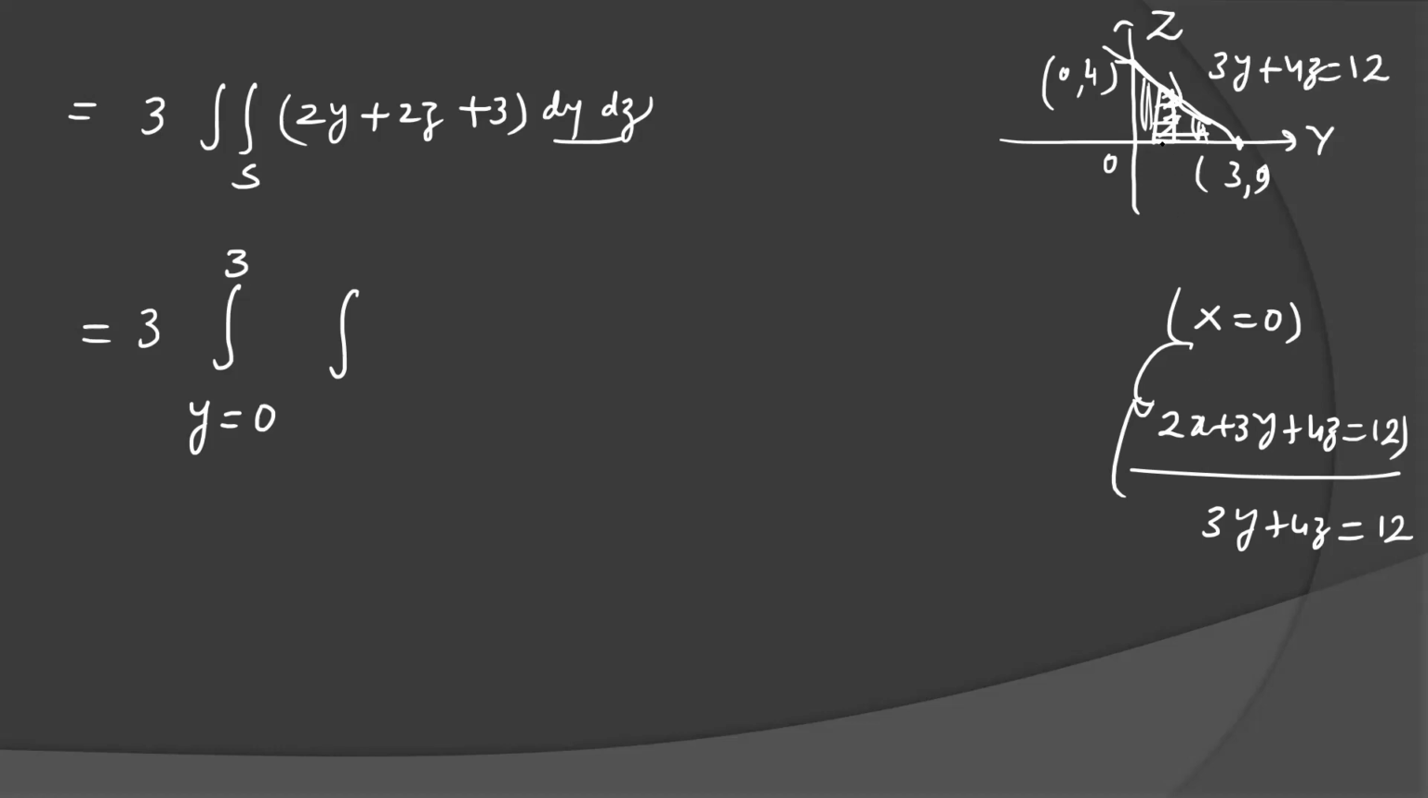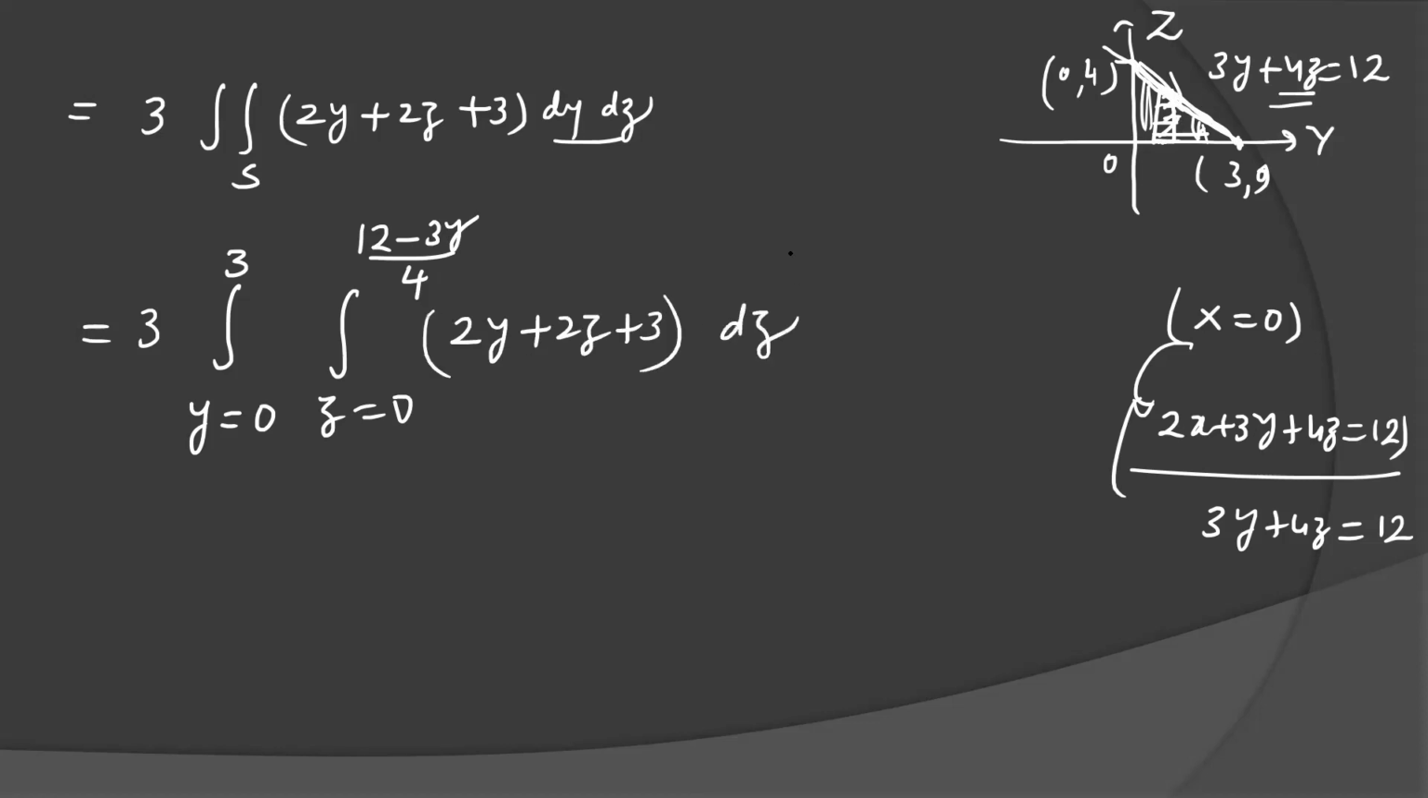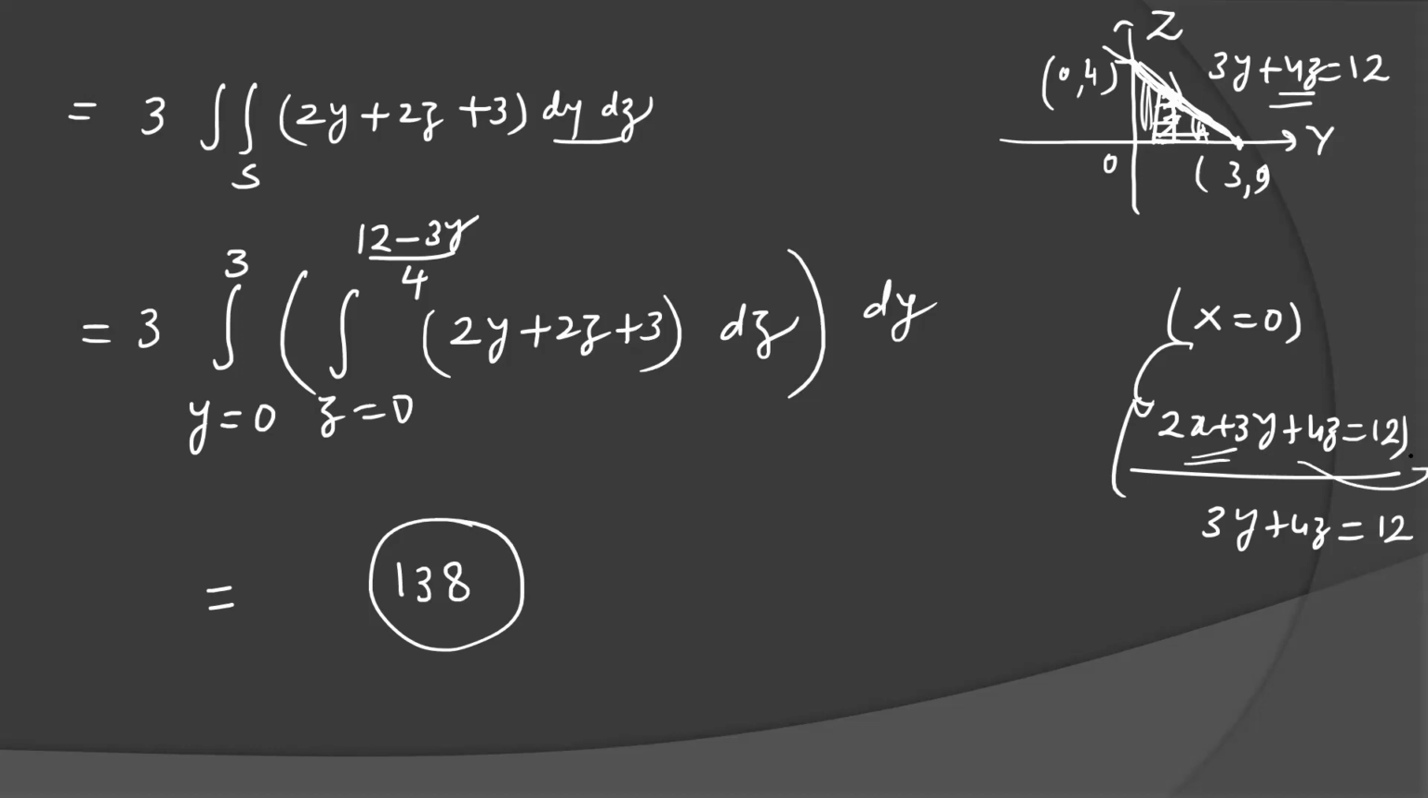Now, z on the y axis will be 0. And from the head of the strip, you have to go to this line, and the value of z is 12 minus 3y over 4. Integrate 2y plus 2z plus 3 dz, then you have to integrate with respect to dy. If you simplify it, you will get the answer 138. There are many ways to solve it. Some people solve in xy also, where we put the value of x in terms of y and z, but this is the best way to solve this problem.